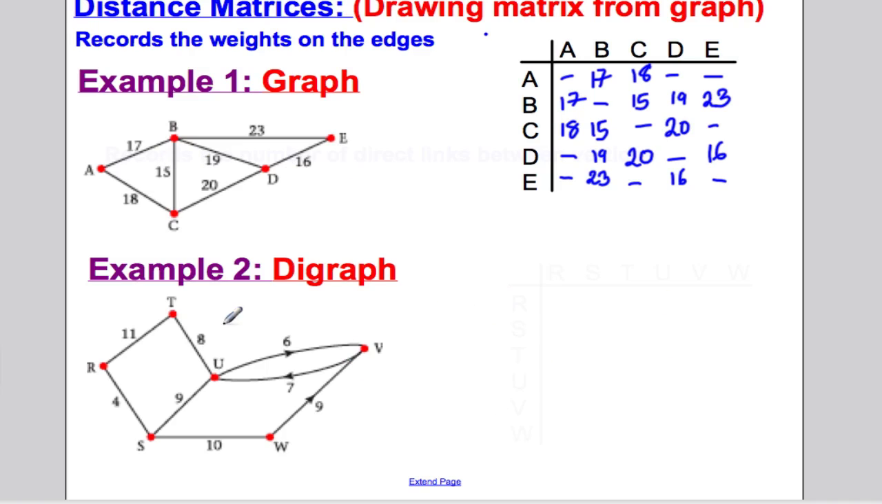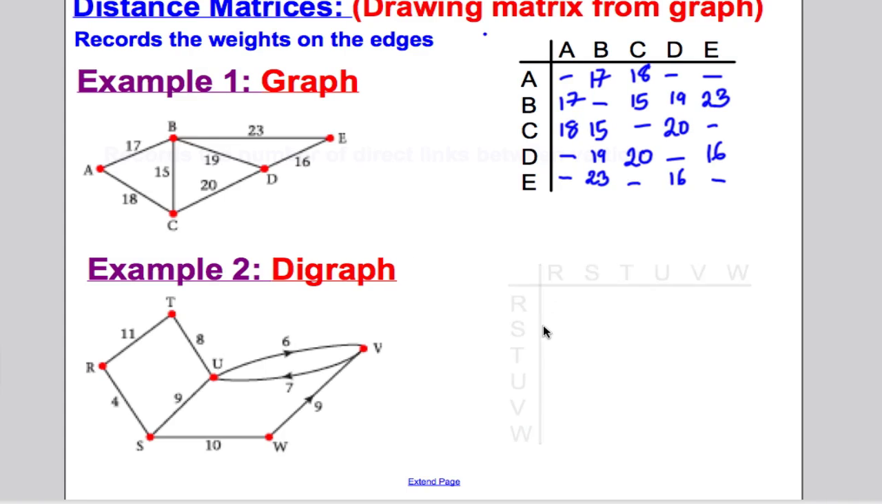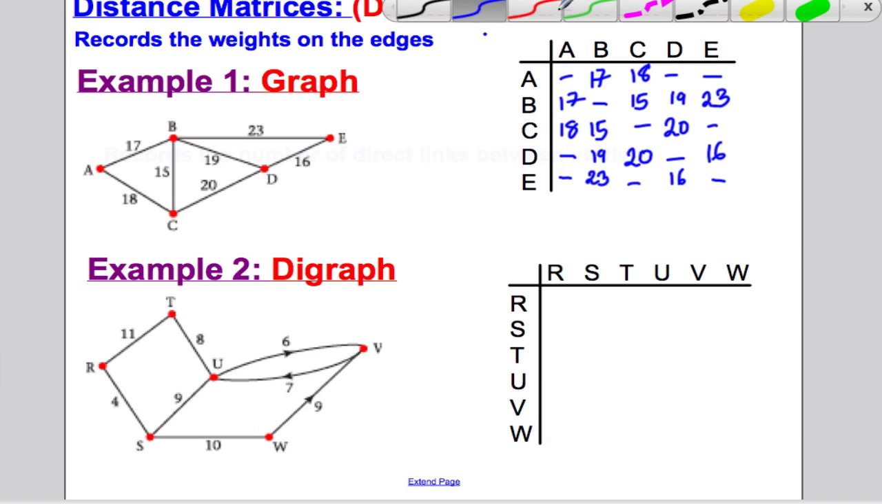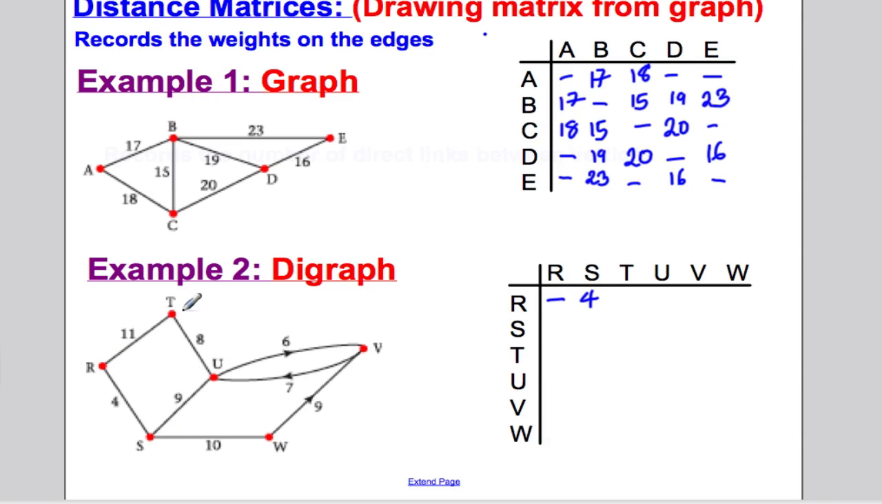Okay, now a digraph. This is a digraph because there's some direction here associated with some of the arcs, okay? So that's quite important to us when we're drawing out our graph. So let's do it as we did before. Label the columns, okay, R, S, T, U, V and W, and let's just fill it in. Now, R to R is not applicable. R to S is 4. R to T is 11. R to U is not applicable. R to V is not applicable. And R to W is not applicable.